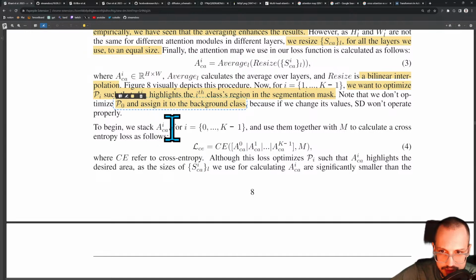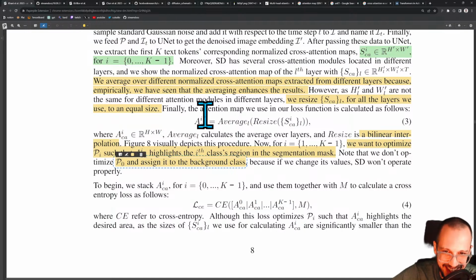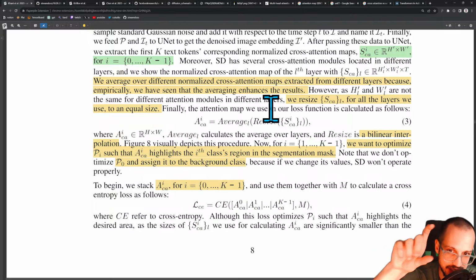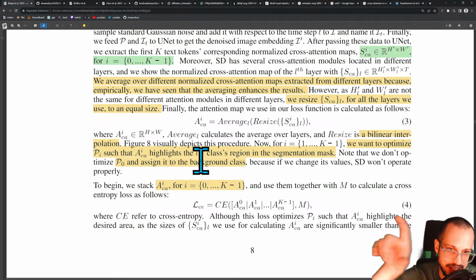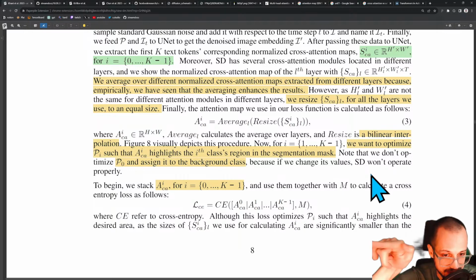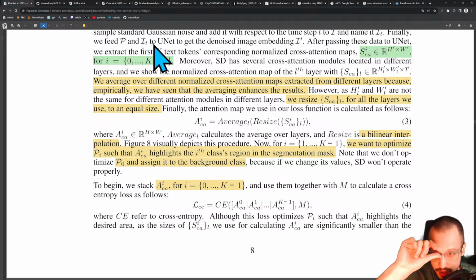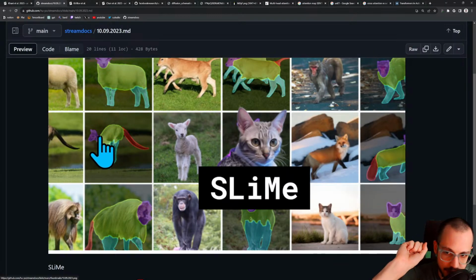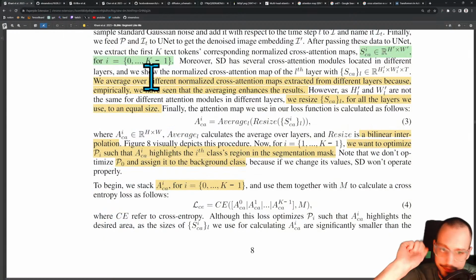We stack, so they already averaged a bunch of cross-attention maps. They resized them, averaged them, and now they're going to stack them for each of the tokens, right? So they have basically an average attention map for each of the tokens, which in this case represent the different classes, right? The different categories. So you'll have one for this green, one for this red, one for this purple, and then one for this kind of lighter blue. And stack them together with M to calculate a cross-entropy loss as follows.